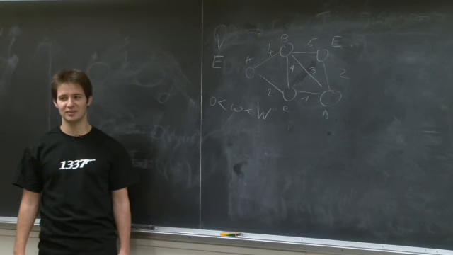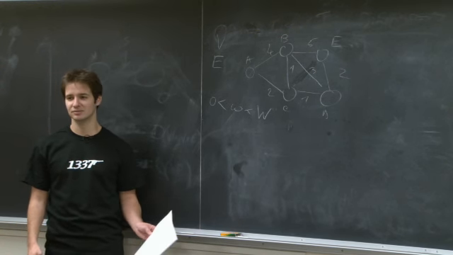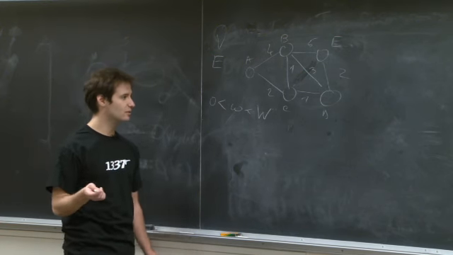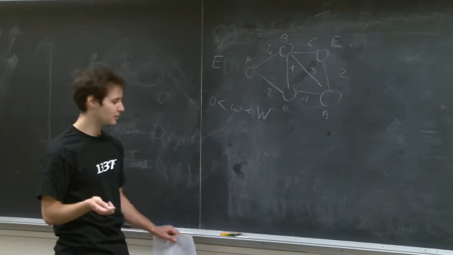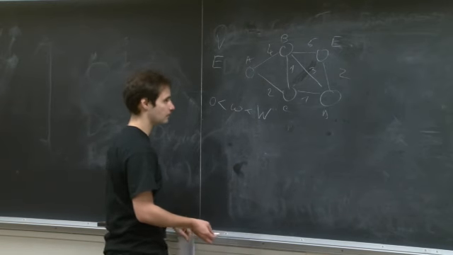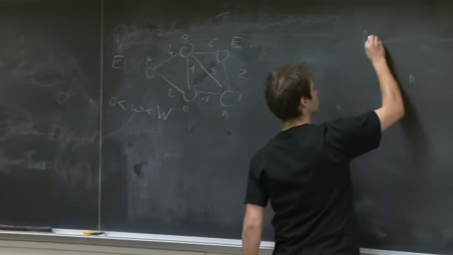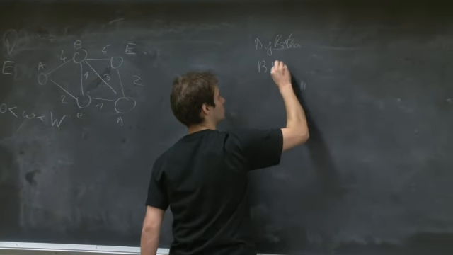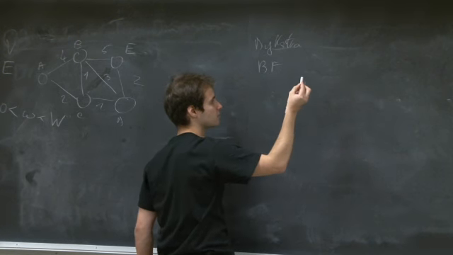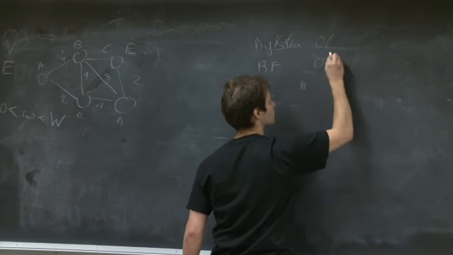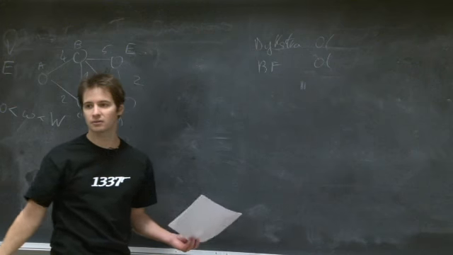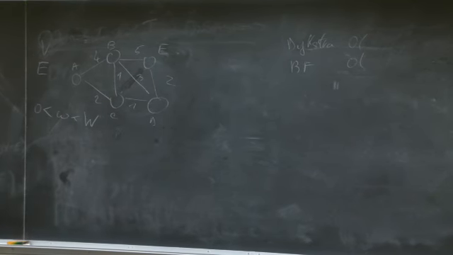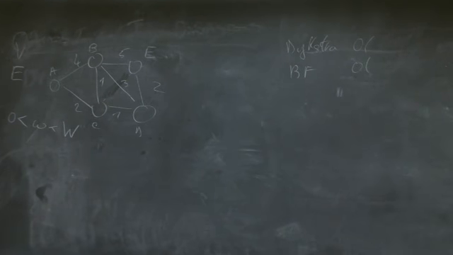Does anyone remember the algorithm that was taught in class? The structure? No. So class mentioned Dijkstra and mentioned Bellman-Ford. Let's write them up here. Bellman-Ford. And it gave us the running times, which we'll try to remember in a bit. But we don't know the algorithms. So no Dijkstra, no Bellman-Ford for us. What do we know?